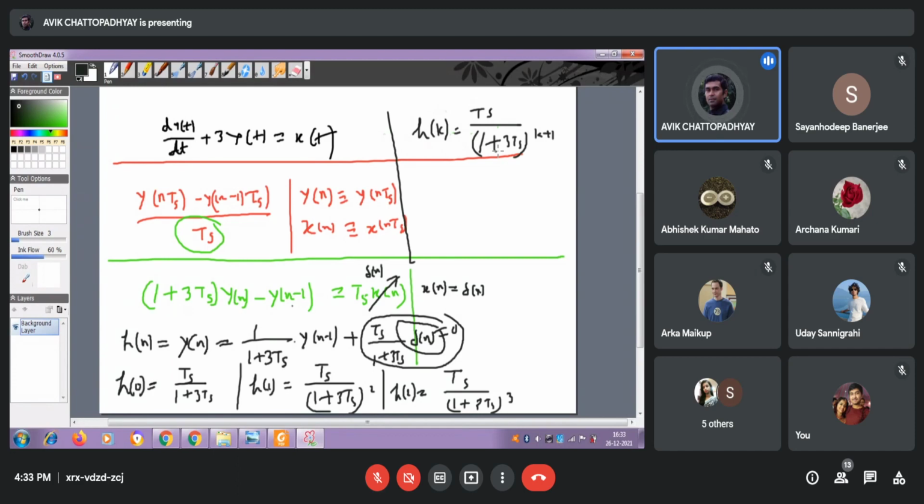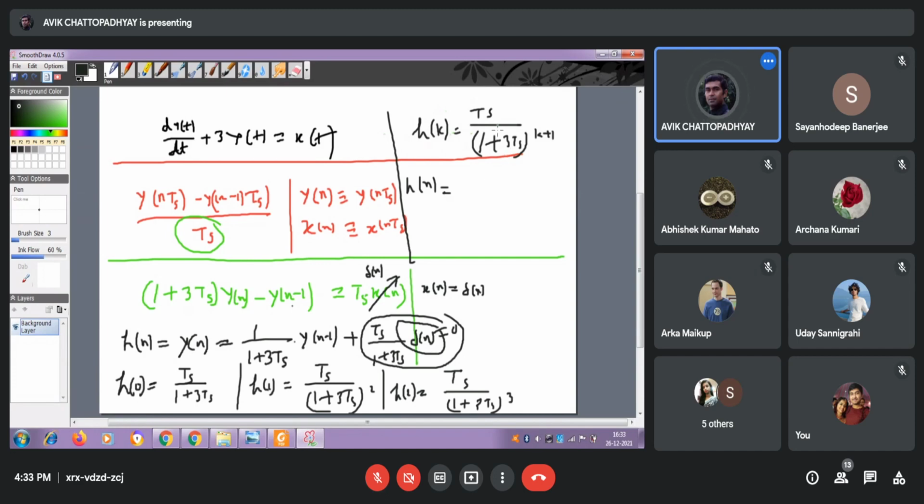Okay, so here the impulse response of the discretized version of this differential equation is nothing but, let me write in general, h[n]. I have to write it in the form of a signal, because after all, the impulse response is a signal. You know that, I already discussed it.